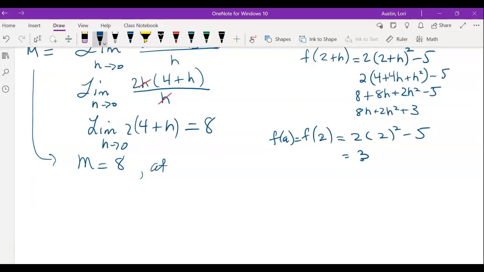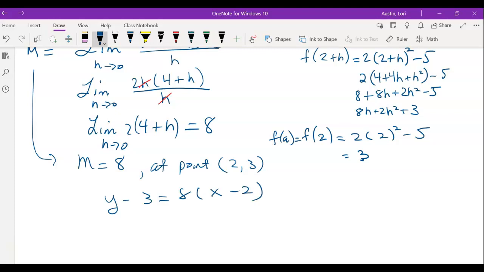So this is at the point (2, 3). So you can use the 8 and use the 3 if you're asked to come up with the equation of a line. Sometimes you're going to be asked for slope, and that's fine. Sometimes you're going to be asked for equation of a line, in which case you've got to finish with y minus 3 equals 8 times x minus 2.